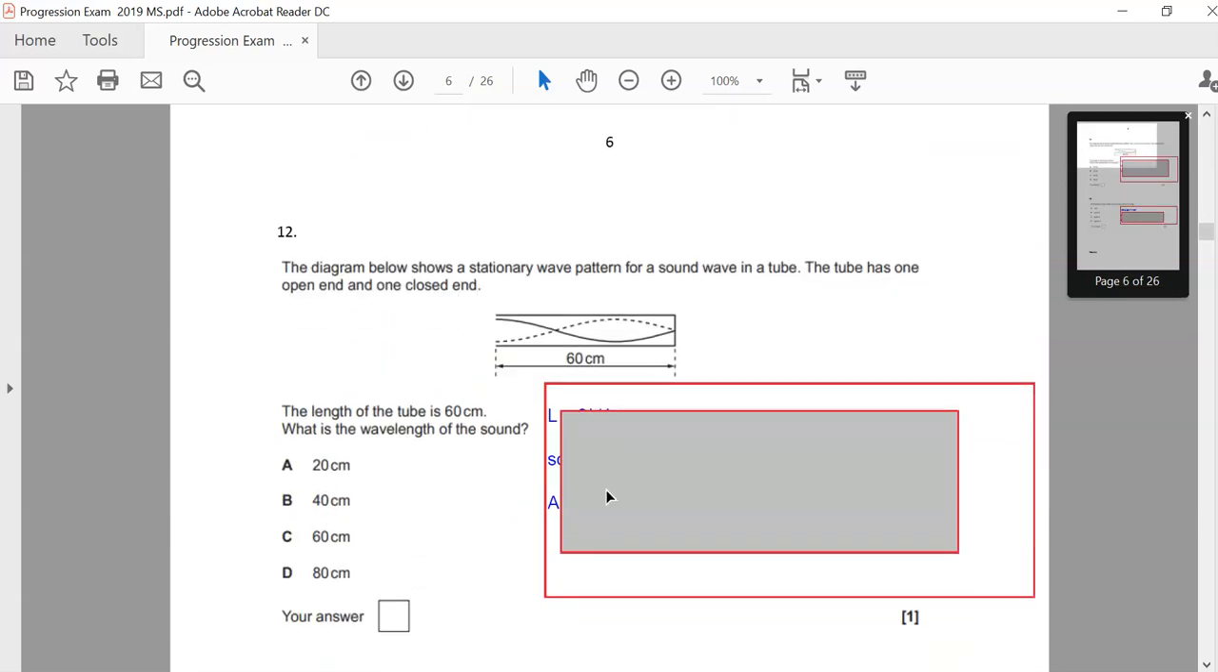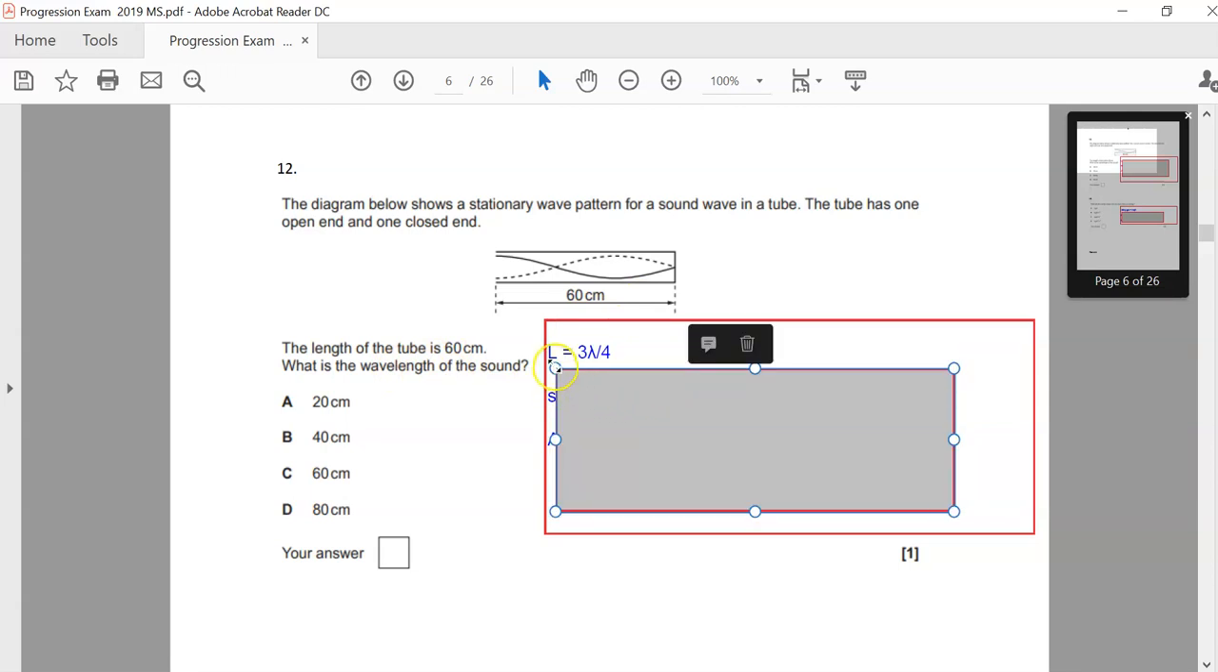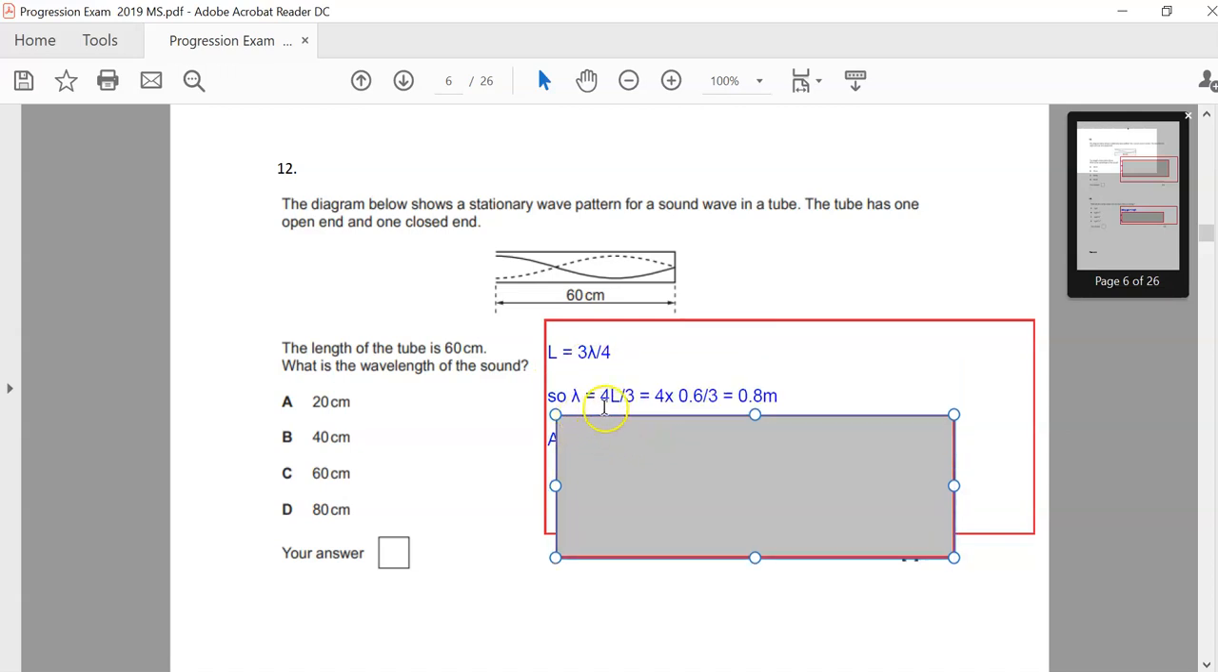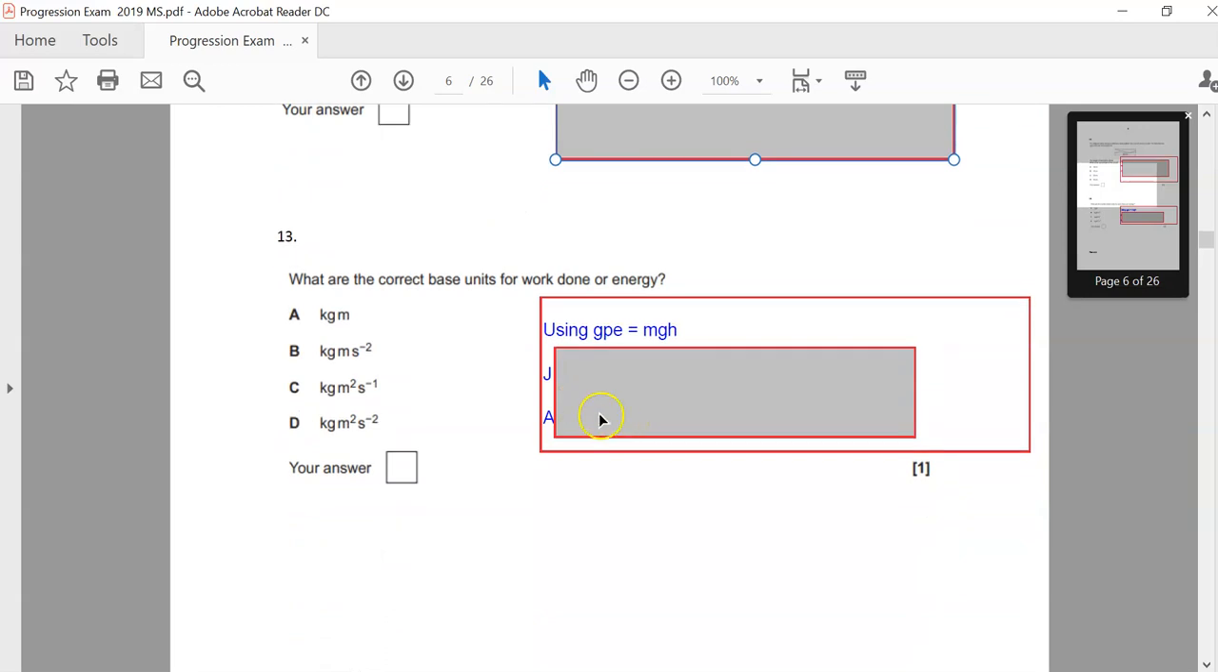Then question 12. We've got a standing wave. Inside this tube we have 3/4 of a wavelength, and the length of the tube is 60. The question is, what's the wavelength? So we could write out a simple equation that L is equal to 3/4 of lambda. Since we know what L is, it's 0.6, we can rearrange the equation for lambda, so we get 0.8, so the answer is D.